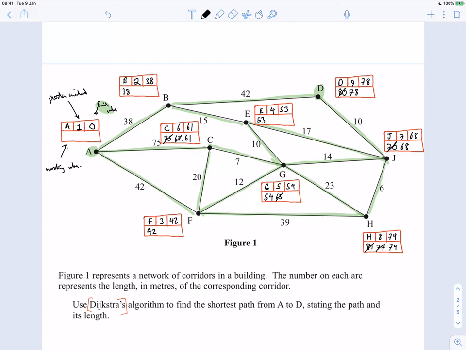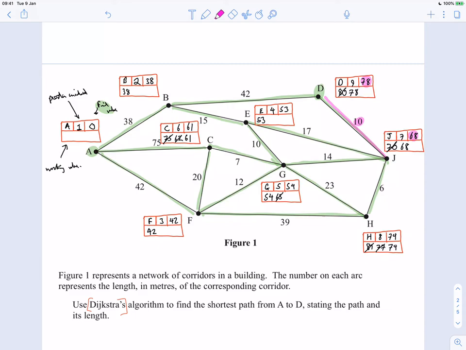We now have to work backwards. So what you do is consider the working value, and then if you subtract the arc, does it give the final value there? So does 78 minus 10 equal 68? Yes, so that means we must have gone from D to J. Now, if I did 78 minus 42, does that equal 38? Well, no, it doesn't. So that means we didn't go back to B.